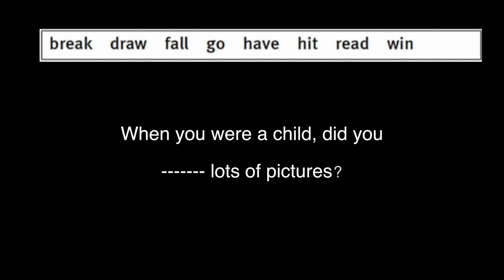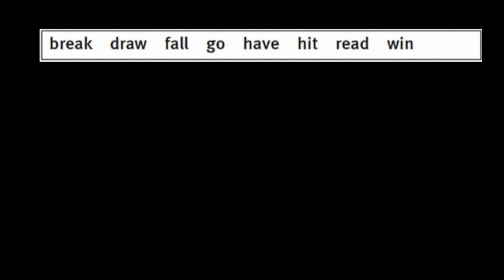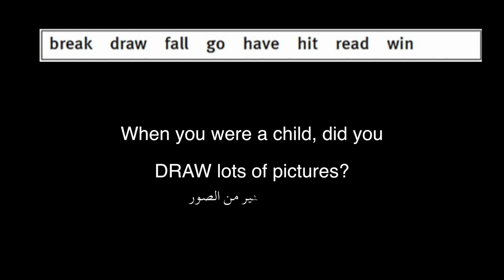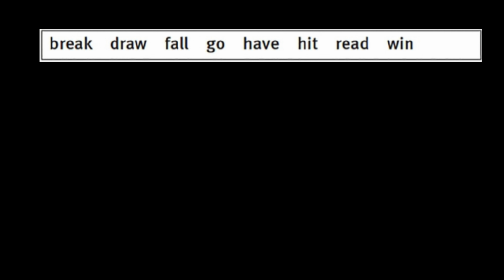When you were a child, did you lots of pictures? Break, draw, fall, go, have, hit, read, and win. Again, you probably guessed that, and it's draw. Draw a lot of pictures. I draw a lot of pictures. Now, in the past, I drew. Like when you say Drew Barrymore, the famous American actress. I drew a lot of pictures.